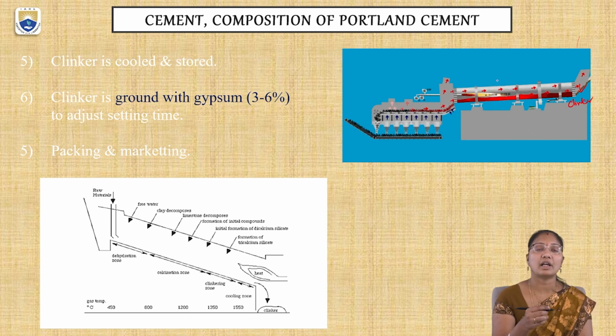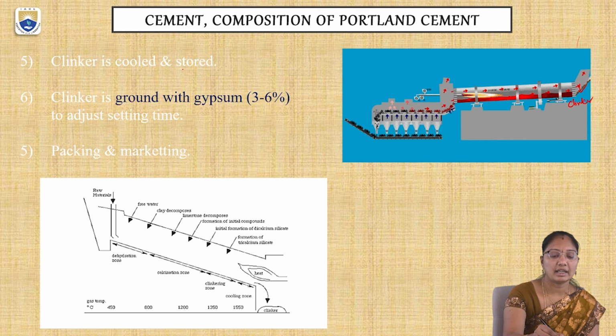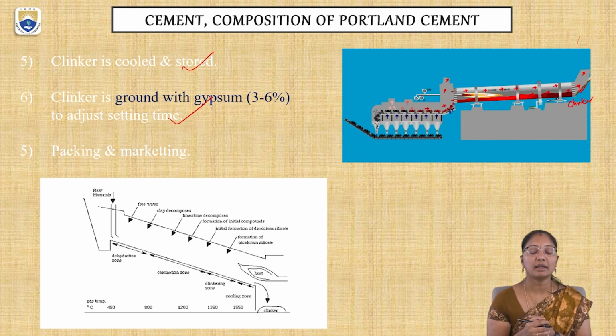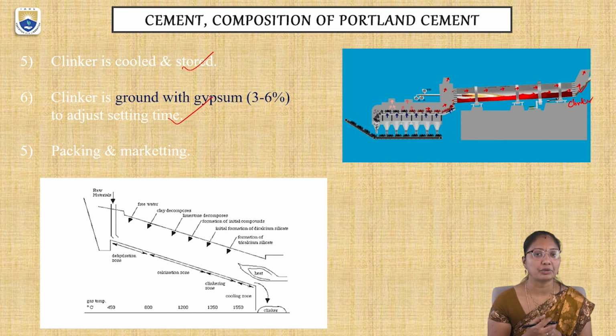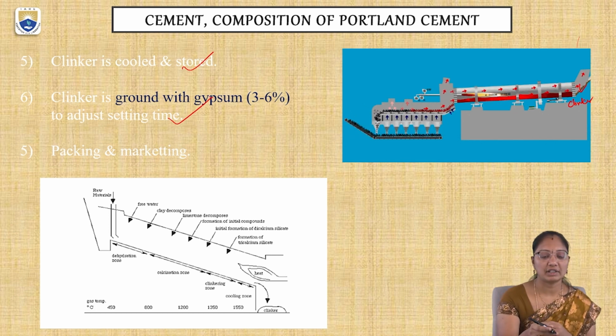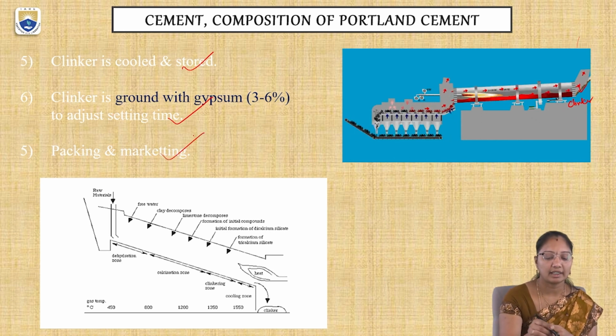The clinker is allowed to cool down in the silos, where it is cooled and stored. Then it is ground with gypsum to adjust the setting time. So again, the gypsum is added, which has a high setting property. That should be around 3 to 6%. It should be added after the formation of this clinker. Once they are mixed according to the type of the cement, the composition decides. According to that, they are stored, and then they are ground into very fine powders, then packing and marketing.